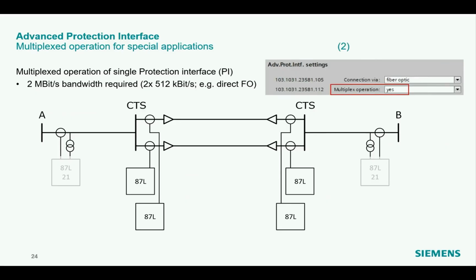So the multiplexed operation of a single protection interface is shown in the slide here. This is the same figure. So we just have a look at the line differential protection devices, and the idea of this multiplexing is to just use one single protection interface and use the communication data to transmit over a single path. So here the bandwidth of 2 megabit is required. So this is only available for direct fiber optic connections or for Ethernet-based line differential protection.